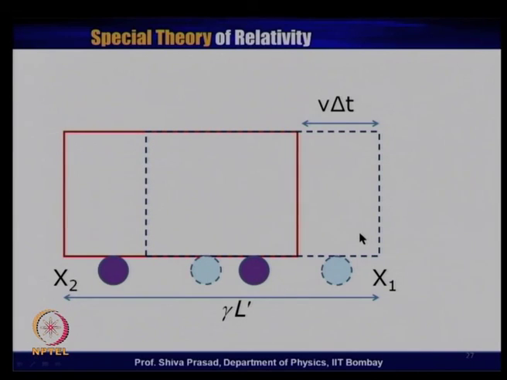According to the observer in the S frame, this event occurred earlier, this event occurred later, and during this time, the train was actually moving. The distance it would have moved is the speed of the train multiplied by the time difference. So, this was the additional distance that the train moved, and therefore, x1 minus x2 actually gave me gamma L prime, which we have just now obtained. And if I want to determine the correct length, what must I do? From this gamma L prime, I must subtract v delta t. Then I will get the correct length as measured in the S frame.